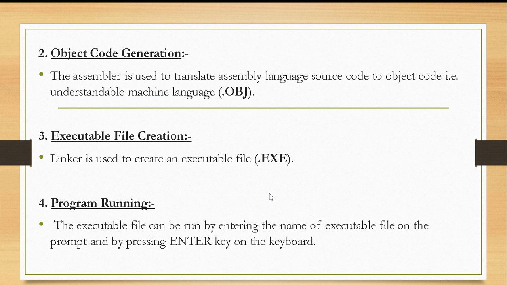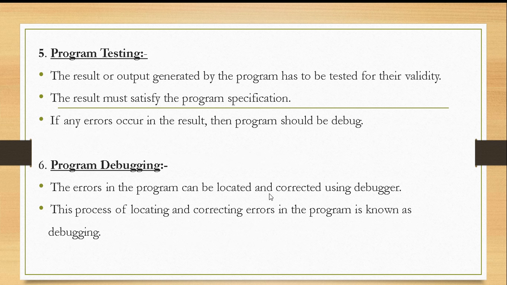The next process is program running. The executable file that is created by using the linker tool can be run by entering the name of the executable file on the prompt and pressing the enter key on the keyboard. Then program testing. The result or output that is generated by the program has to be tested for its validity. The result must satisfy the program specification. If any errors occur in the result, then the program should be debugged.